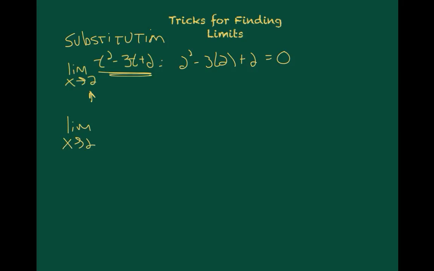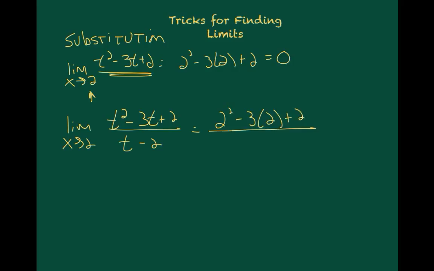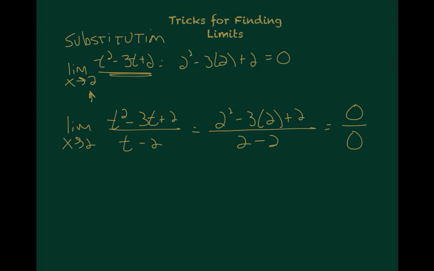Now it gets a little more interesting if we take the limit as x approaches 2 of the same function, but let's say we put a denominator on that. Let's say t minus 2 down in the denominator. Now, when you plug 2 in, you get 2 squared minus 3 times 2 plus 2 over 2 minus 2. As we saw, that's going to give you a 0 in the numerator over 0 in the denominator.